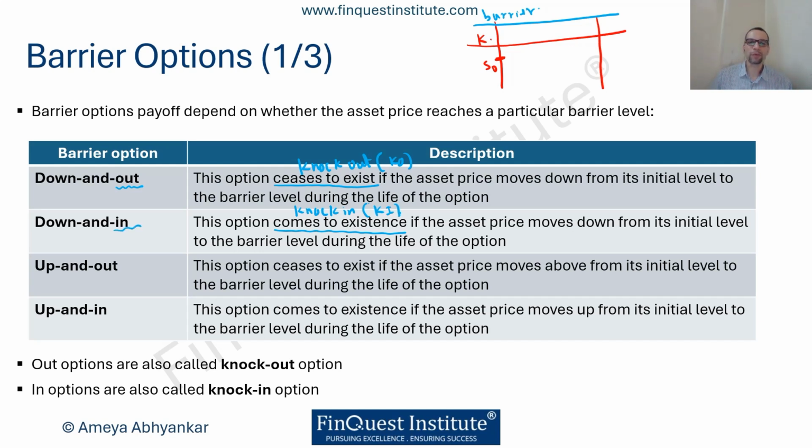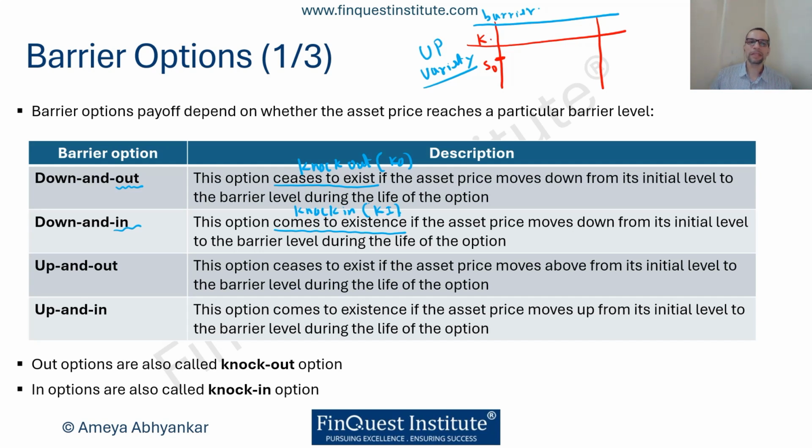That way the option will cease to exist or it will get knocked out if the asset price moves from its initial level to the barrier during the life of the option. So the diagram which I showed above can be thought of as an up variety. Why up variety? Because we have the barrier which is above the current stock price S0.